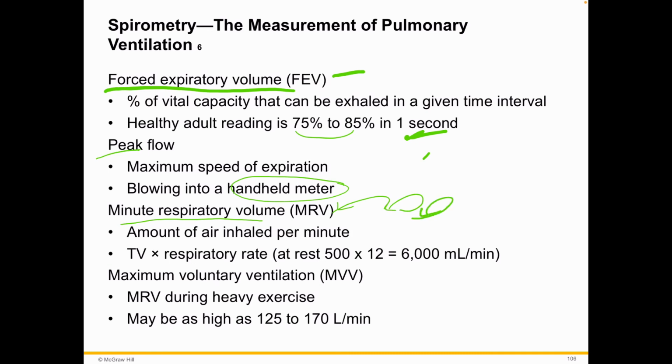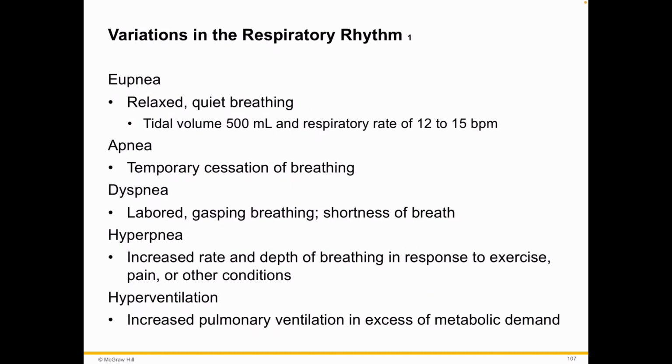The maximum voluntary ventilation rate, MVV, during heavy exercise is going to be one of them, and it can be as high as 125 to 170 liters per minute. That means all of the respiratory cycles that are going to be repeated. Your lungs are not going to get that big. Okay, variations in respiratory rhythm.